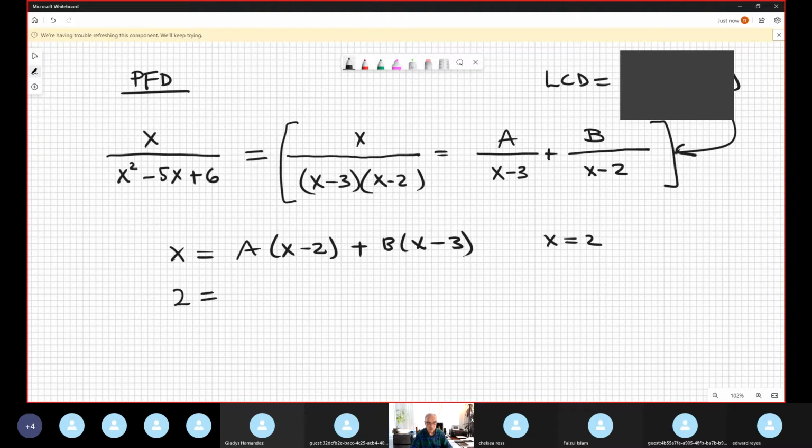So 2 equal a times 2 minus 2 gets 0. This is the intention. And b, 2 minus 3 gets negative 1. So 2 equal, this is 0. Say goodbye to a. And 2 minus 3 is negative 1, negative 1b. Therefore, b alone is negative 2.